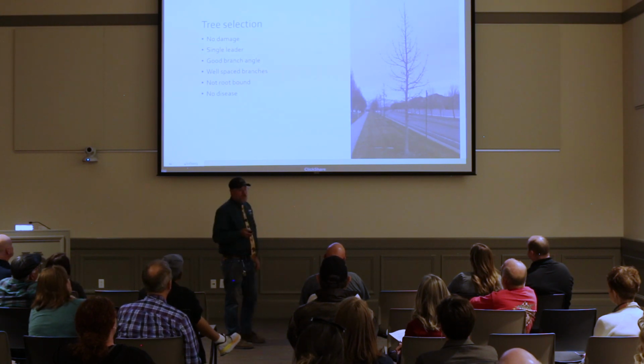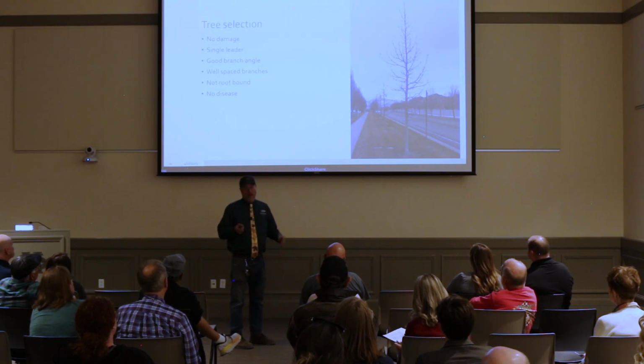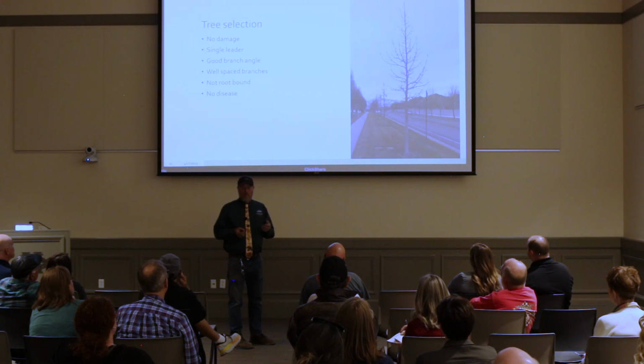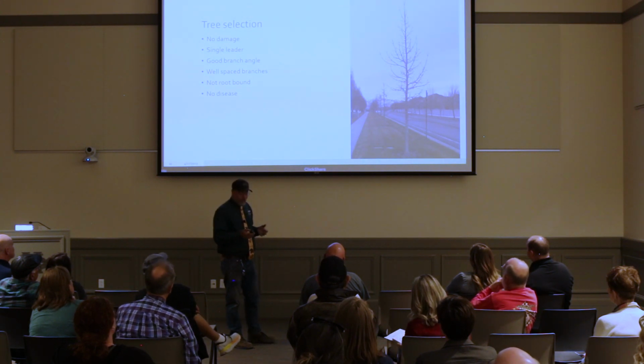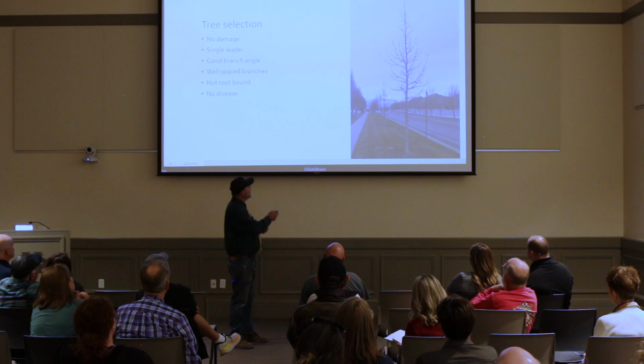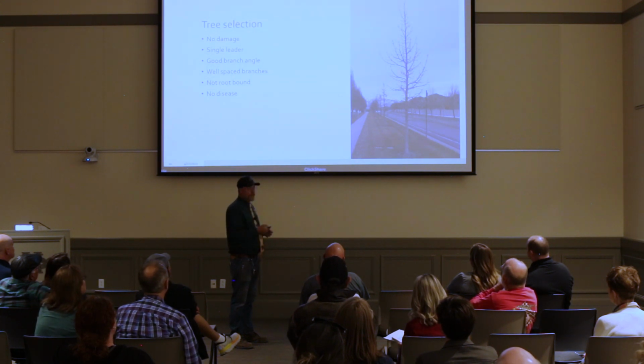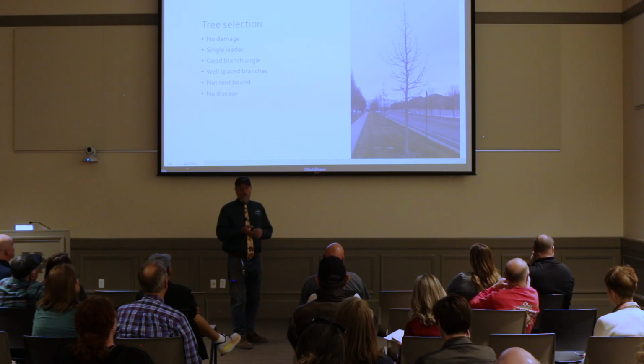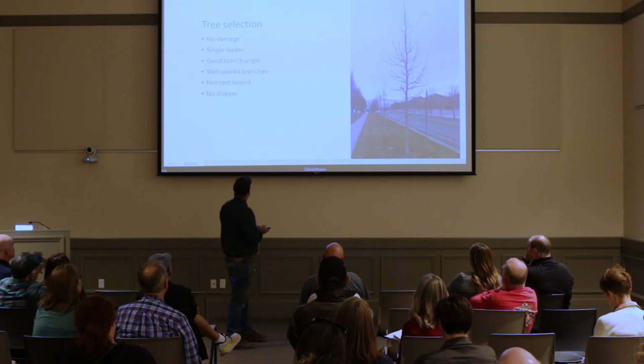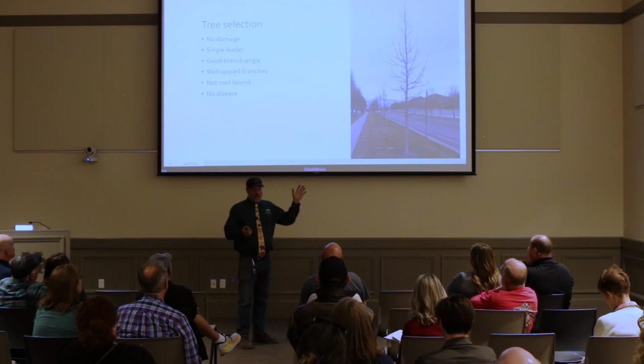So when you're looking to select a tree, obviously you want to look for any damage, you want to look for any insects and disease, you want to look for a good form. That single leader is super critical. Just having that one main leader is probably the best thing that you can look for in most tree species. Look at the branch angles. Typically somewhere between 45 and 90 degrees is going to be a really good branch angle.